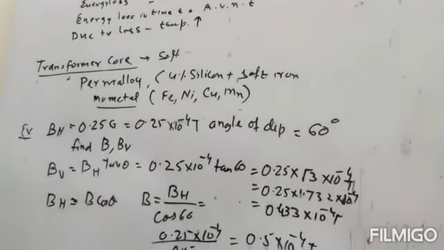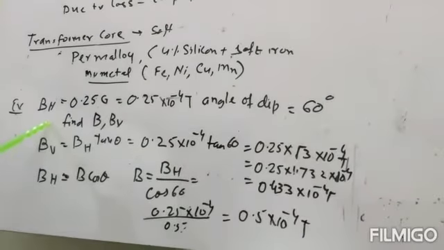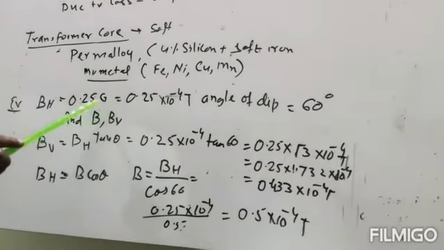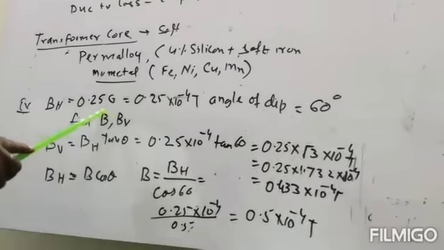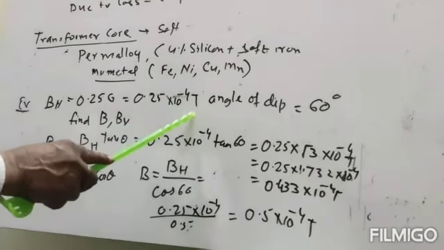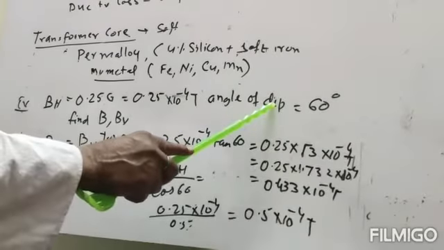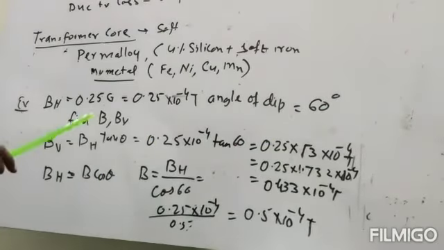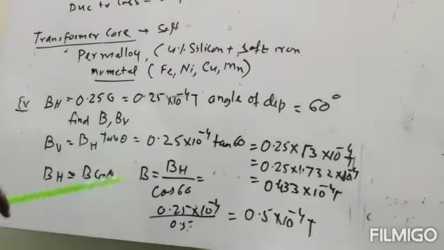First numerical question: BH, the horizontal component of Earth's magnetism, is equal to 0.25 Gauss. 1 Gauss is equal to 10 raised to minus 4 Tesla, so this will be 0.25 into 10 raised to minus 4 Tesla. The angle of dip is equal to 60 degrees. Now you have to find the total magnetic field and the vertical component.